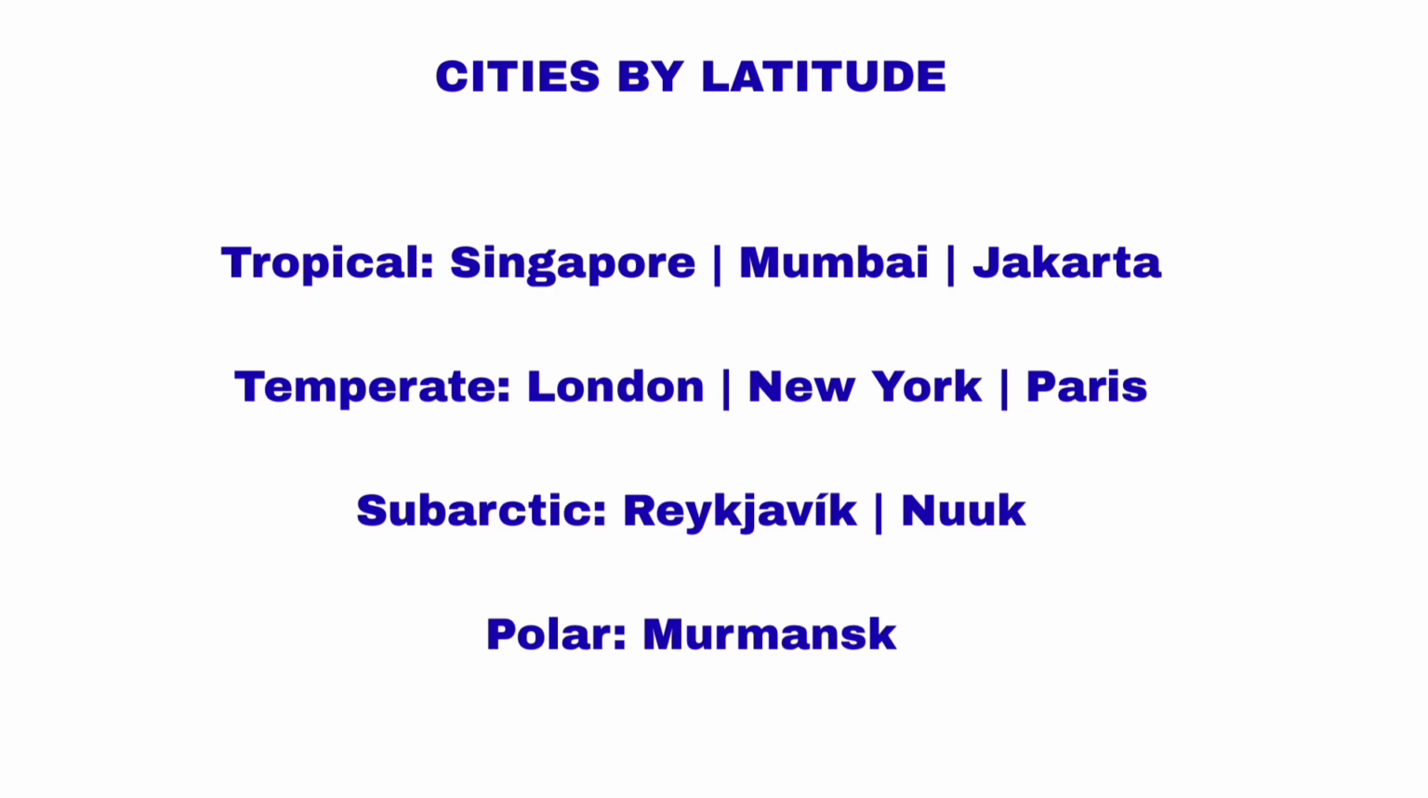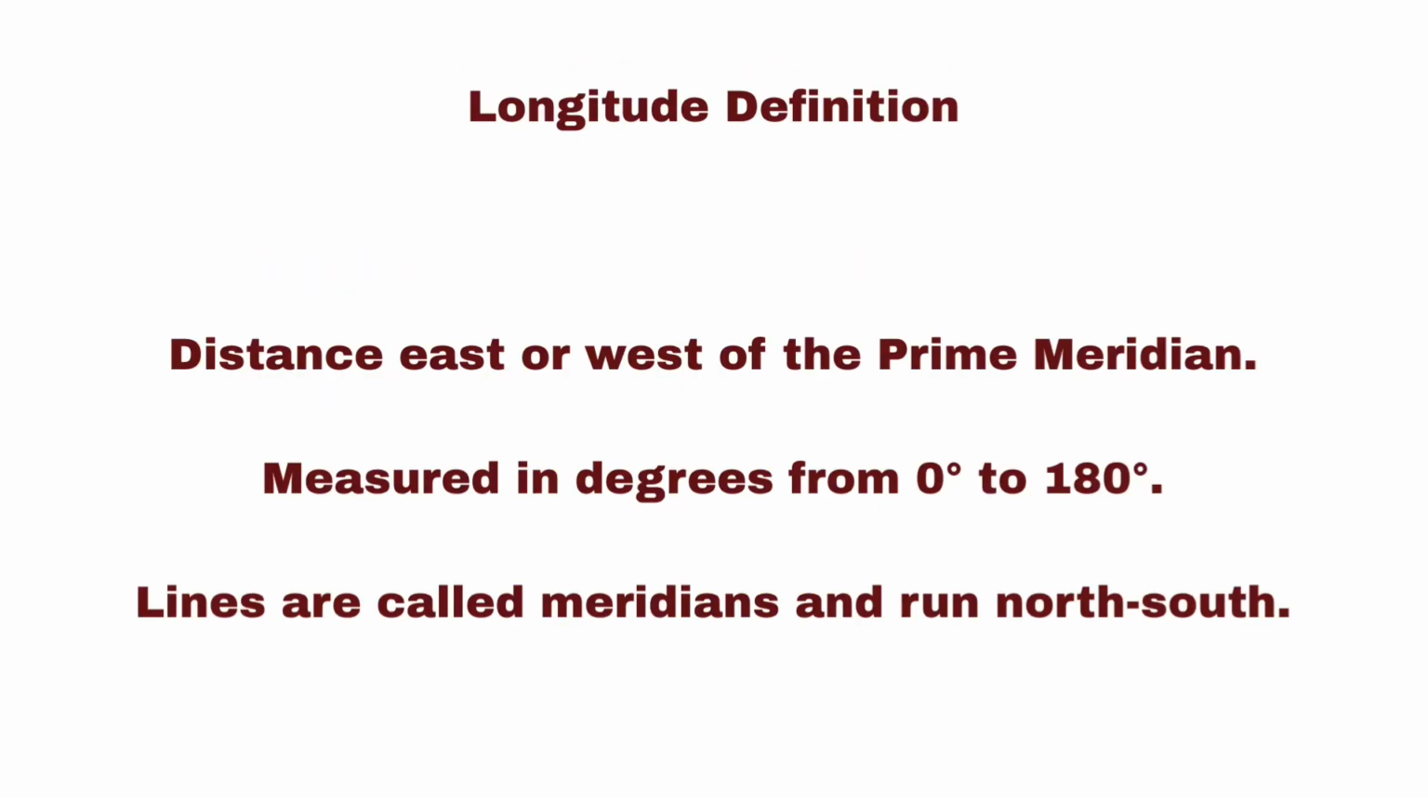Arctic Circle, 66½ degrees north. Antarctic Circle, 66½ degrees south. Latitudes are horizontal lines, and the climate depends on latitude. Some cities by latitudes are given here. So now we will move to longitude.